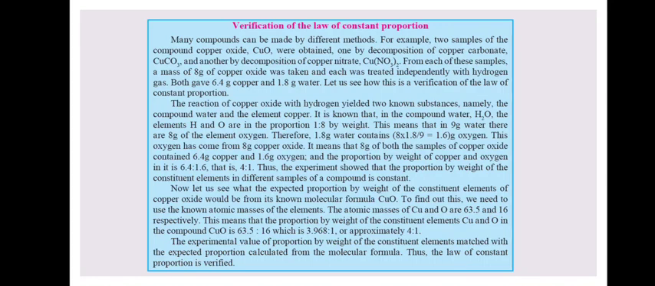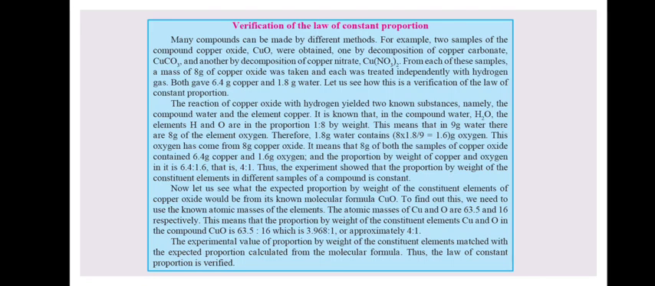Now if you see, if 8 gram of both the samples of copper oxide contain 6.4 gram of copper and 1.6 gram of oxygen, the proportion by weight of copper and oxygen in it is 6.4 is to 1.6, that is 4 is to 1. Thus the experiment showed that the proportion by weight of the constituent elements in different samples of a compound is constant. Correct? That is how you can verify the law of constant proportion.